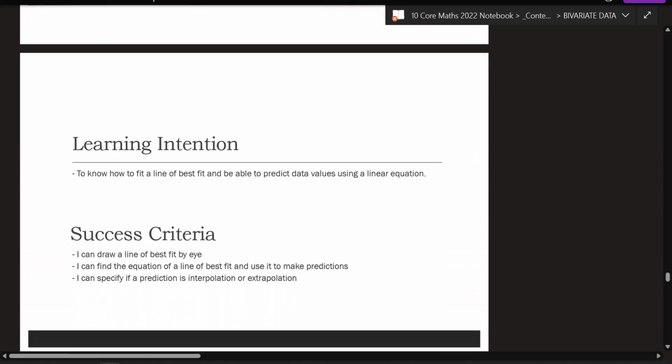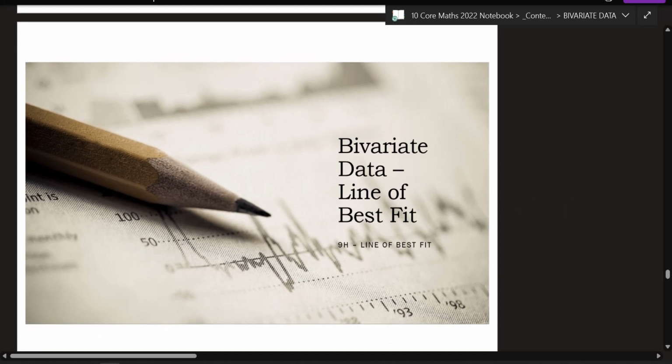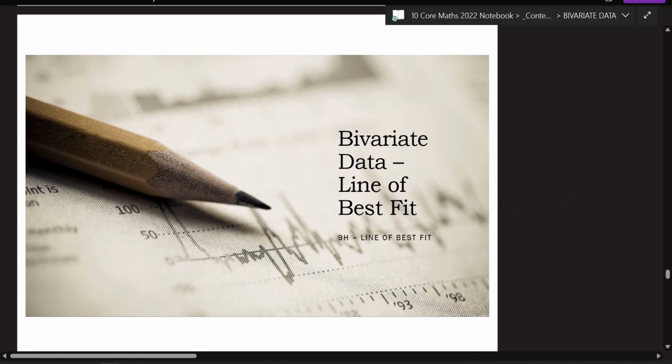All right, so bivariate data, but on chapter 9G, we're looking at what we call the line of best fit. Oh, sorry, 9H. Line of best fit. So that's what we're looking at for today.